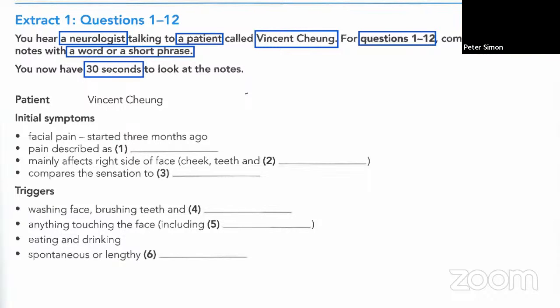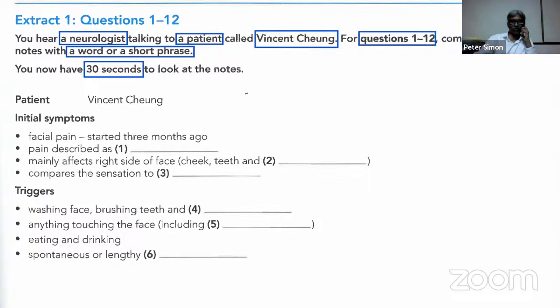Hello. Yeah, I'm teaching some vocabulary, how to catch vocabulary from the text for OET. Do you want to join? Please come and send me the link.